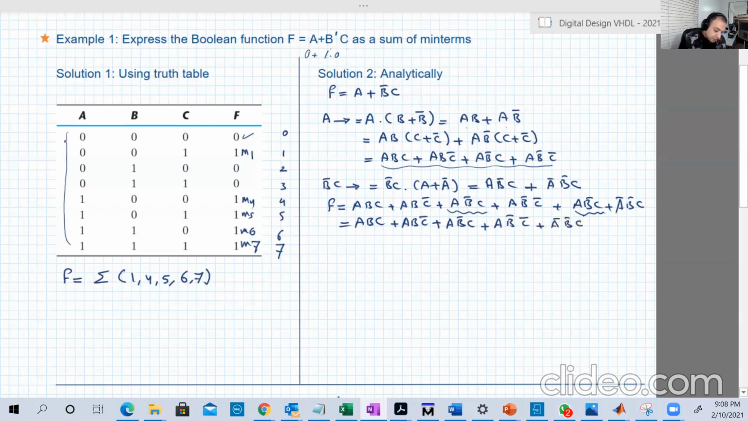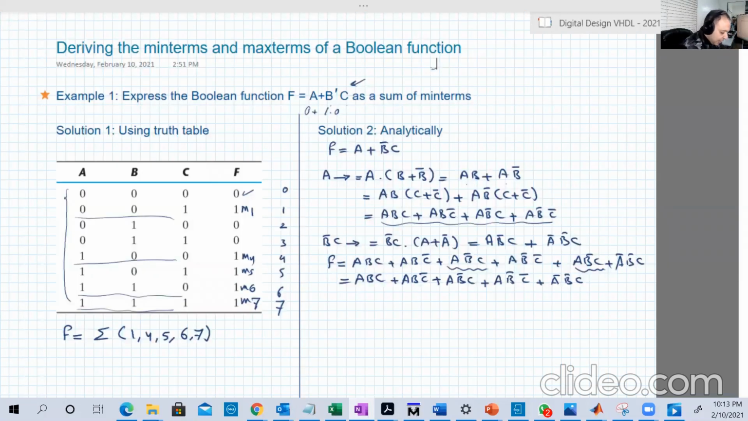Okay, this is basically sum of product. But sum of min terms. So it's both sum of product and sum of min terms. This guy here is only SOP, sum of product, but it's not sum of min terms. So let's now find the corresponding min terms of these terms that we get.